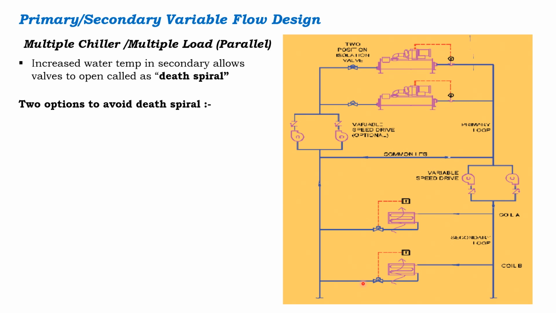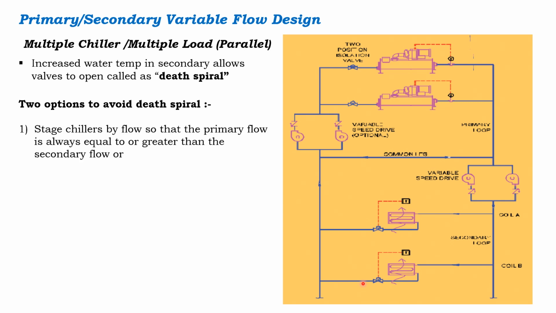There are two options to avoid death spiral conditions. One, staging of the chillers by flow, so that the primary flow is always equal to or greater than the secondary, which I had already mentioned. If it is 100 GPM in the secondary, I need to ensure the primary is also 100, or always higher than the secondary, so I can avoid death spiral conditions.